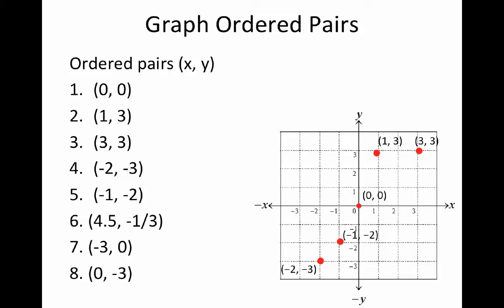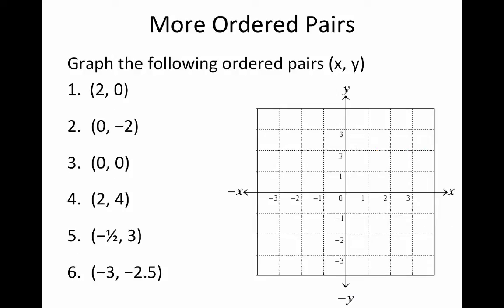The next point has decimals and fractions. We can use decimals and fractions to graph an ordered pair. In this one we would move 4½ in the X direction and 1/3 in the negative Y direction. There's the point 4.5, -1/3. Point number 7 is the point -3, 0. That means we move 3 in the negative X direction and we don't move anywhere in Y. And finally, the last point is 0, -3. That means we don't move at all in the X direction, but we move 3 in the negative Y direction.